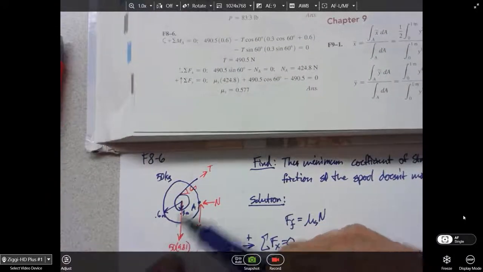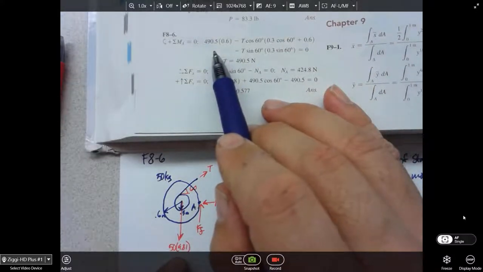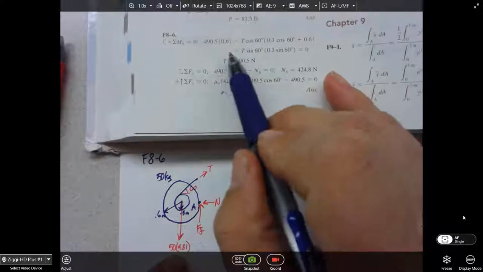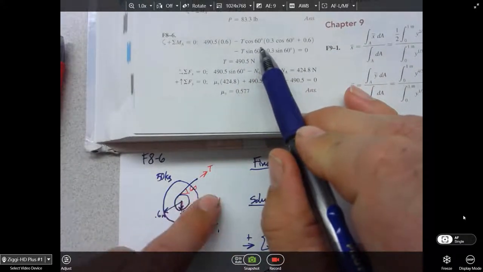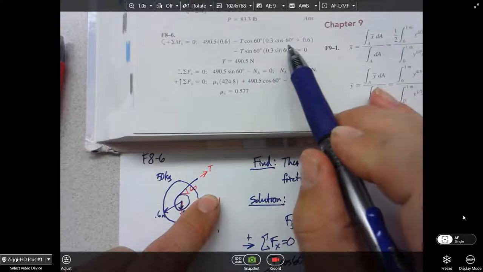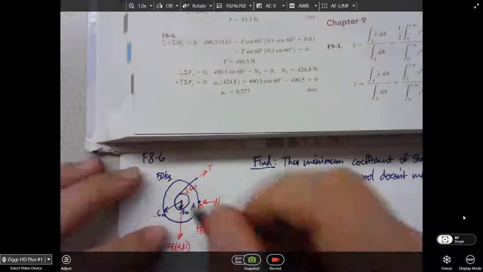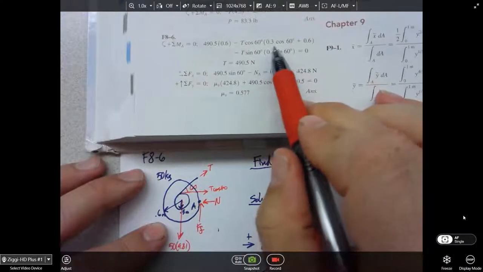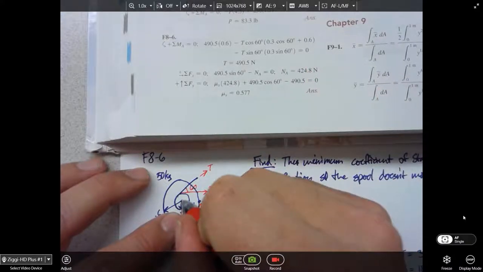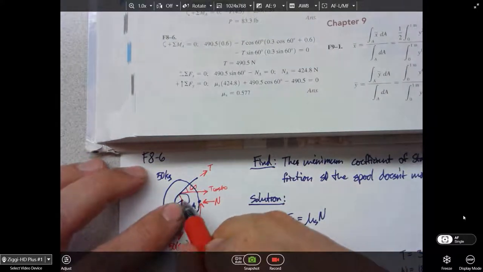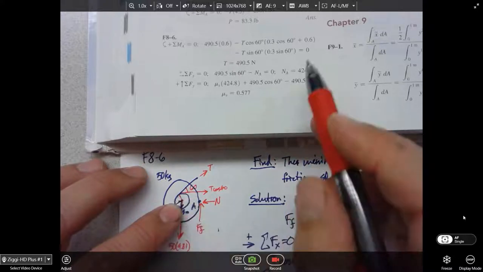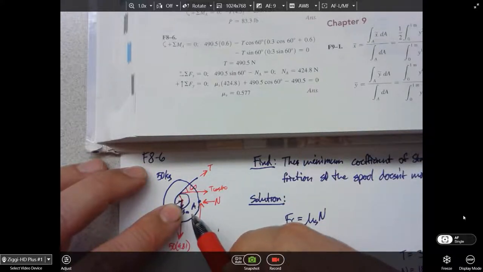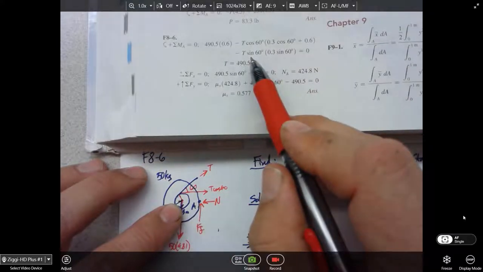Let's see if I can get this to show both of them. Okay, so they're doing 490.5 times 0.6. So that's the weight times the distance, minus T cosine 60, that's the horizontal piece, right? Here's T cosine 60 times 0.3 cosine 60. Point 0.3 is this, so that would give you this distance, plus 0.6. Yeah, they did it wrong. Minus T sine 60.